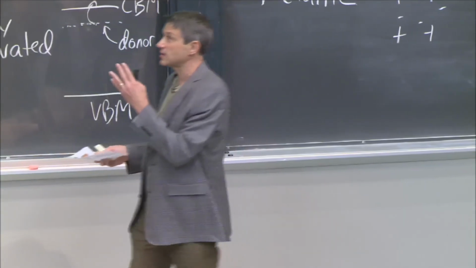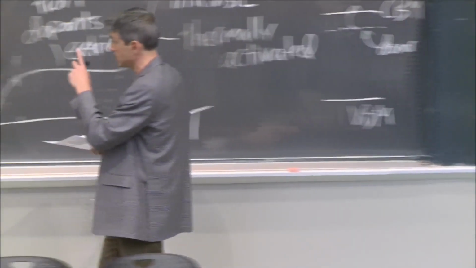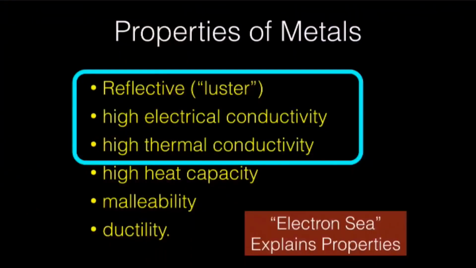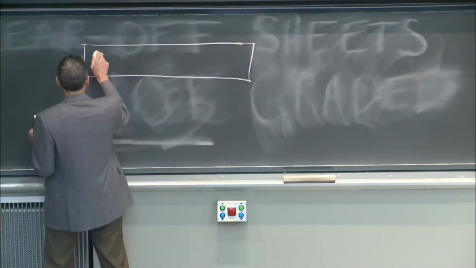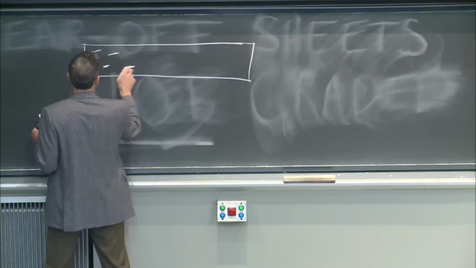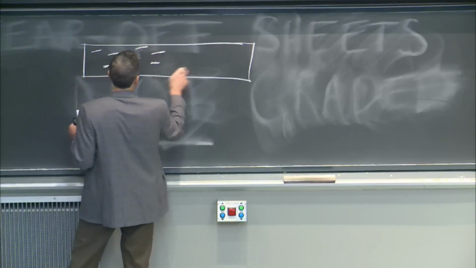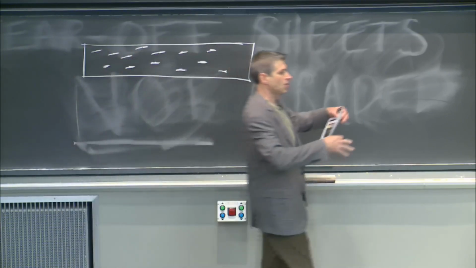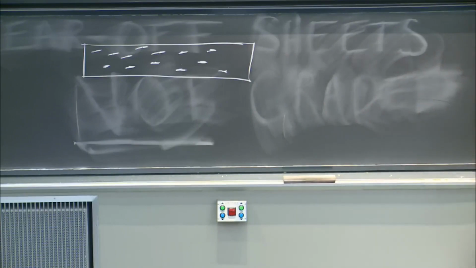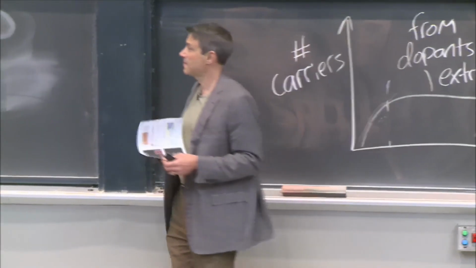Okay, but back to metals. So that's luster. What about electrical conductivity? Well, it's the same thing. It comes from the sea. Now, if I take a wire of copper and I look at this as a sea of electrons, I'm not drawing the ions. They're in there. I'm just drawing the fact that I've got this sort of ocean of electrons that are fairly free, right?